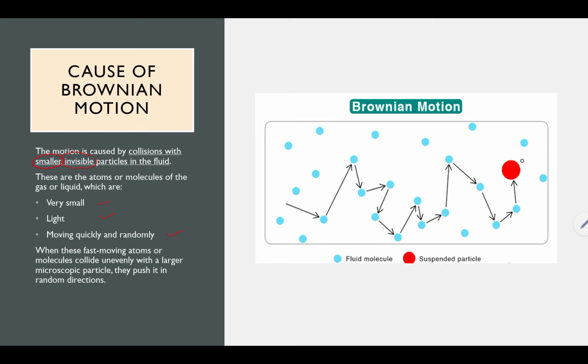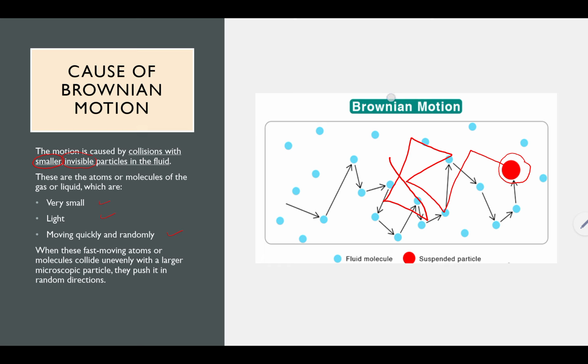So if I'm talking about a specific particle, I can see the red particle. It's colliding with some other particle in a fluid, which I cannot see under the microscope. It's invisible. But what I can see about my red particle is it's moving in random motion. So what is Brownian motion? It's the movement of the particle in random zigzag motions due to the collision with smaller, invisible particles in the fluid.